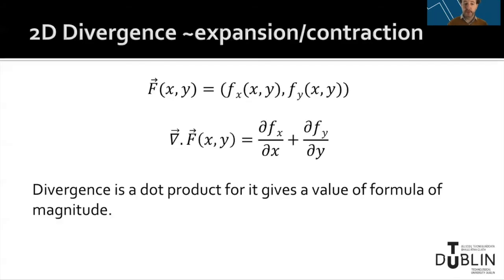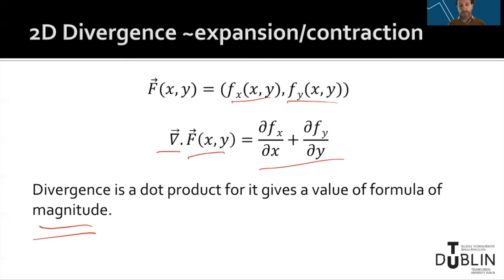So the first one is divergence. This is a dot product. So every vector field can be rewritten as some function for the x direction, some function for the y direction. And the divergence is the gradient, which is our derivative in the x direction i plus derivative in the y direction j, dot the original vector field. And that just gives the summation of 2 derivatives. And that gives you a value. And that value is a magnitude.